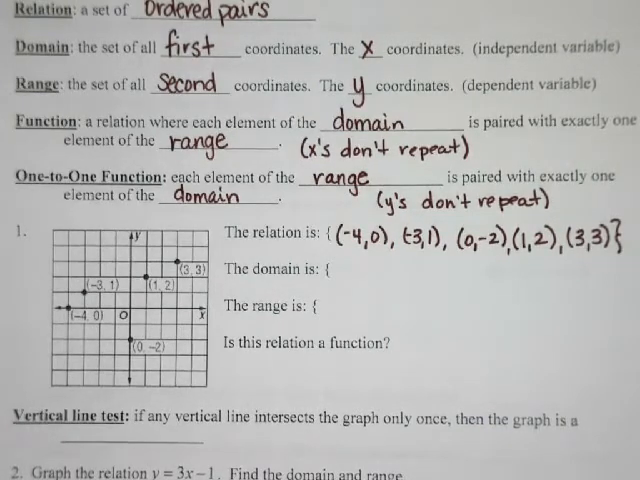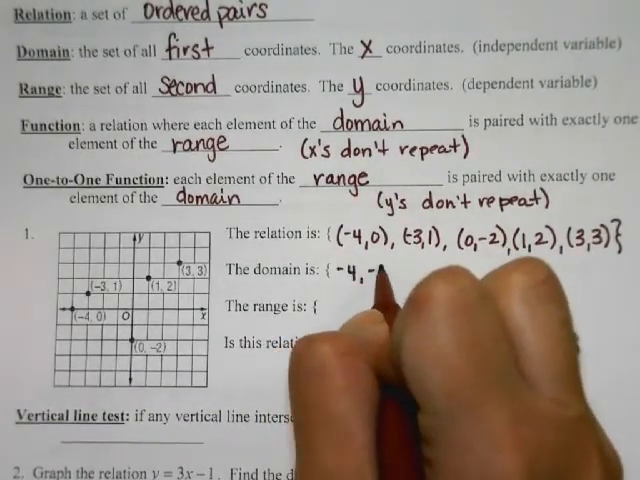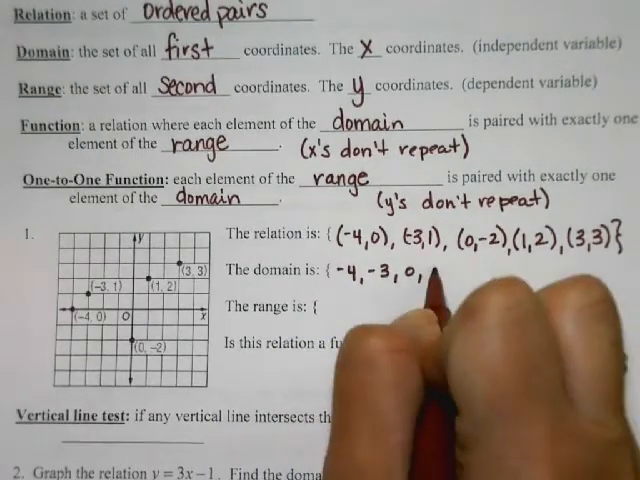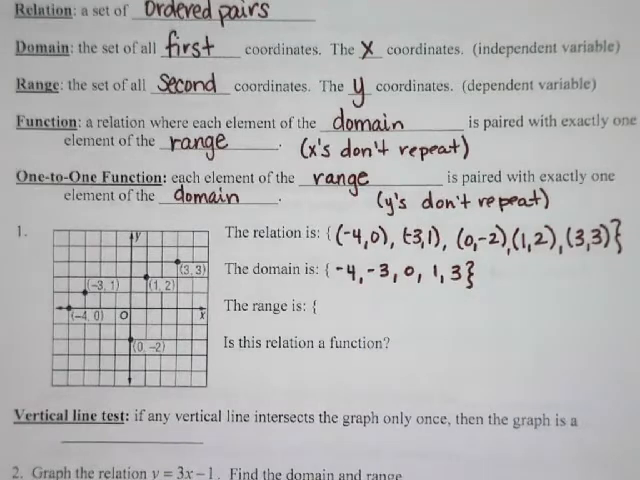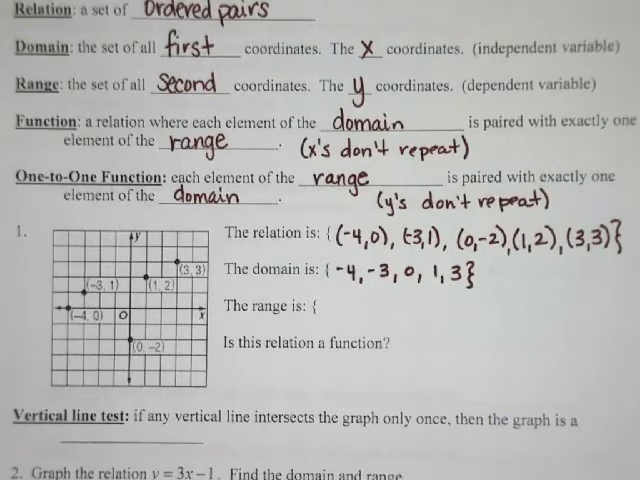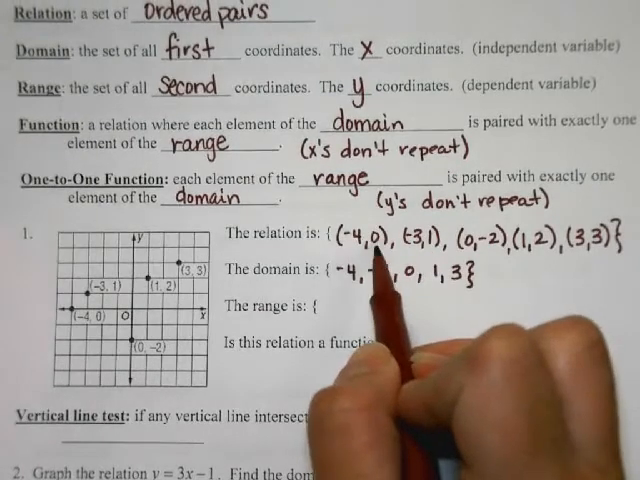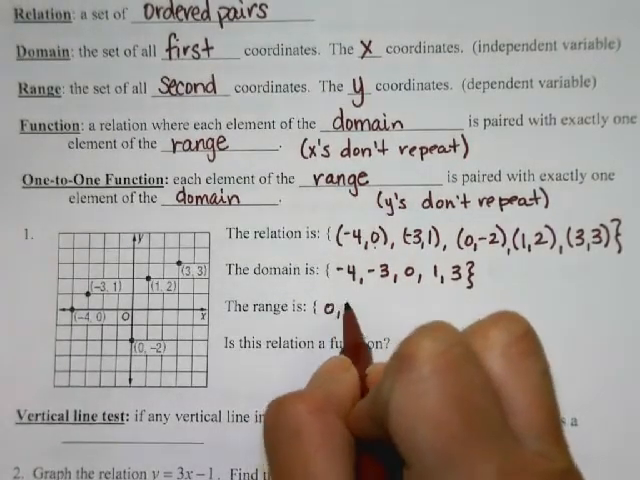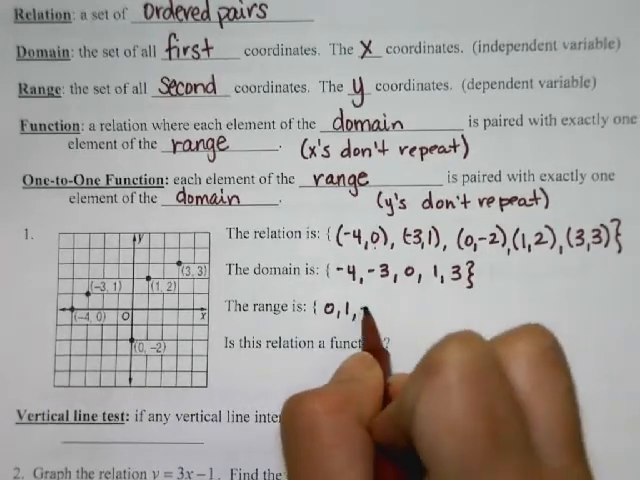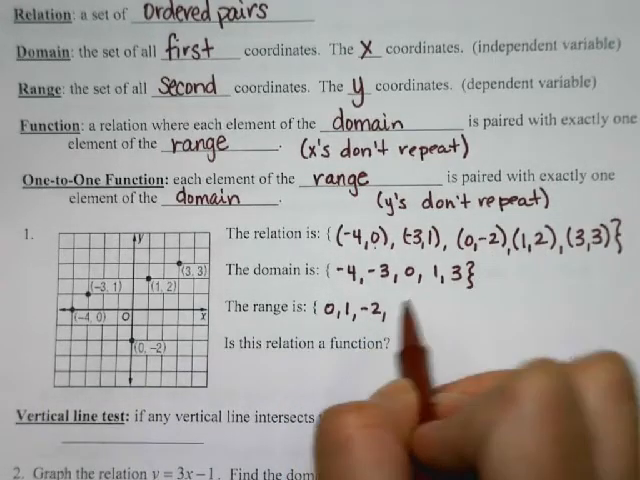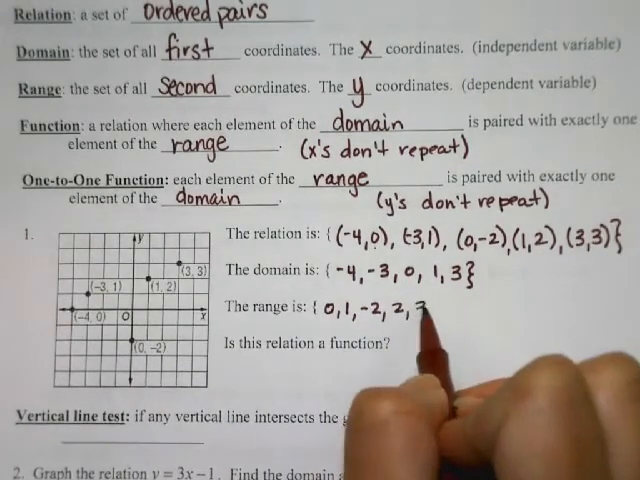Okay, so it told us at the top the domain are the x's. So we're just going to list the x's: -4, -3, 0, 1, 3. If it repeats, you just have to list it once. So if there were two that had a 1, we would just write it once. The range is the y's, so the y coordinates: 0, 1, -2, 2, and 3.